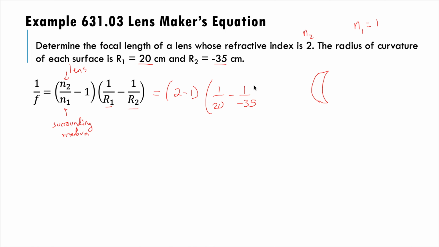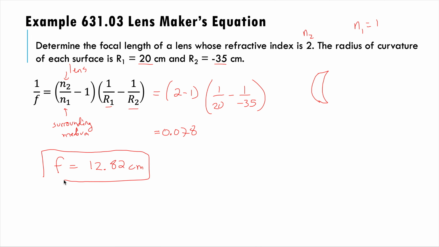We can leave everything in centimeters, and our focal length will be in centimeters. When we plug all of this in, we're going to get 0.078, and therefore f is going to be the reciprocal of this, and it's going to be 12.82 centimeters. So that's how we use the lens maker's equation.